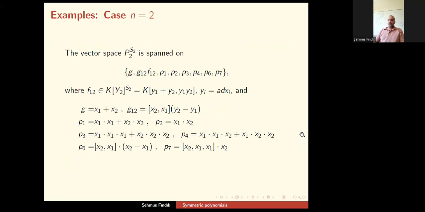So when you visualize the elements in here, P2 to the S2 is spanned by these elements here. G stands for the symmetric polynomial of length 1, which is only x1 plus x2, nothing more. And G1,2 is adapted from the metabelian Lie algebra. And the P's are the new elements, which are the consequences of the Poisson algebra here.